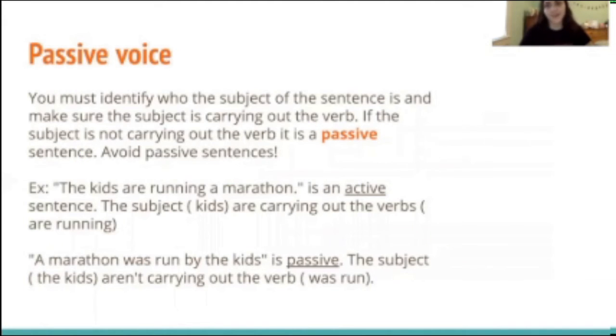As you read sentences in the grammar section, you must identify who the subject in the sentence is and make sure that the subject is carrying out the verb. If the subject is not carrying out the verb, then it's a passive sentence. Avoid passive sentences. For example, the kids are running a marathon is an active sentence. The subject, kids, are carrying out the verbs are running. A marathon was run by the kids, on the other hand, is passive. The subject, the kids, aren't carrying out the verb was run.